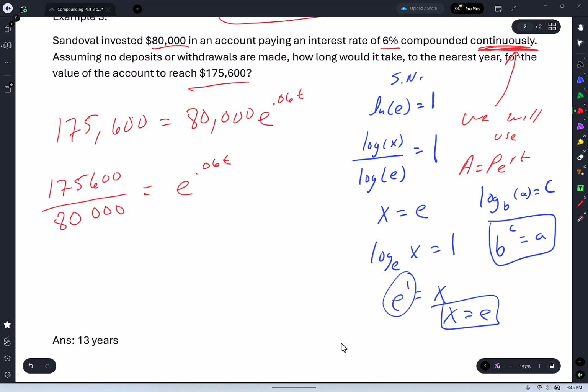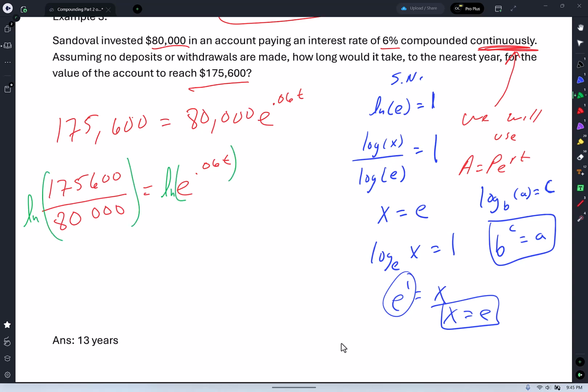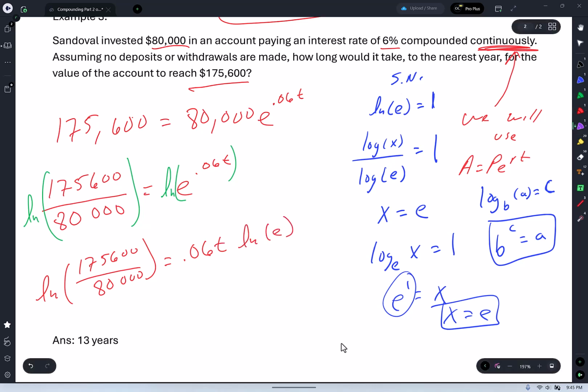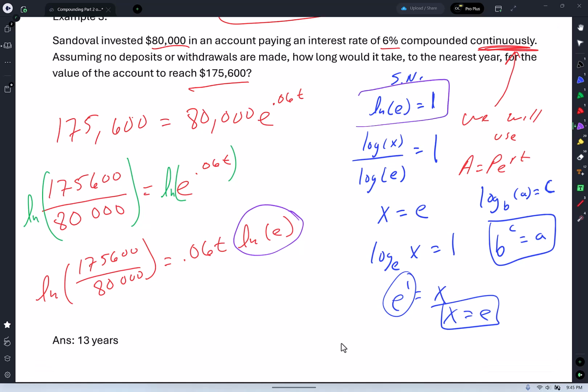So I'm going to write ln on one side. Whatever you do to one side, you do to the other. ln, so it's ln of all this, all that mumbo jumbo. ln of that, that's your argument. And I'm going to have, so let's see, what are we going to have? ln of 175,600 over 80,000 equals 0.06t ln of e. Well, we already told you that ln of e is 1. See? Right there. ln of e is 1.